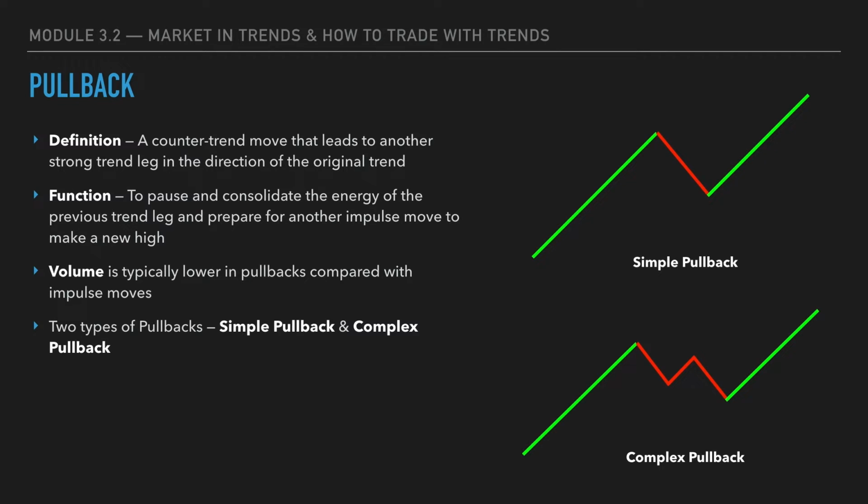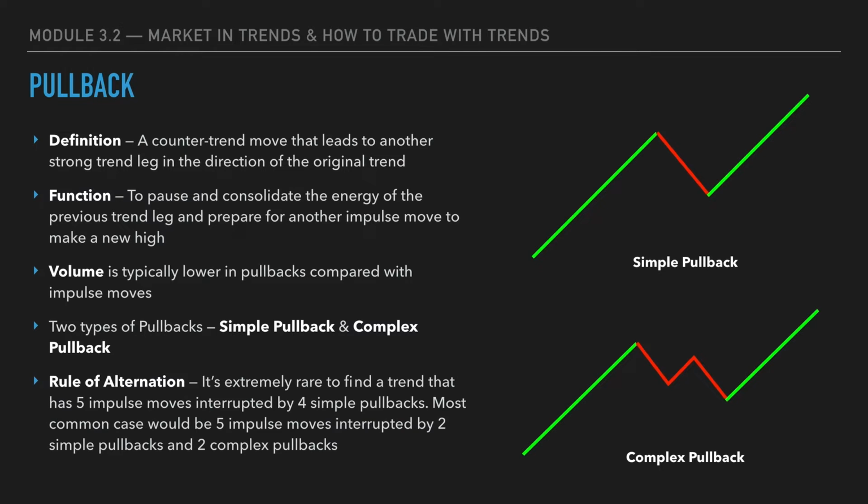There are two types of pullbacks: simple pullbacks and complex pullbacks. There's a rule about the pullbacks called the rule of alternation. Basically, it means that if the trend has 5 impulse moves interrupted by 4 pullbacks, it's extremely rare to see all those pullbacks be simple pullbacks, or all of them be complex pullbacks. The most common case would be 5 impulse moves interrupted by 2 simple pullbacks and 2 complex pullbacks.